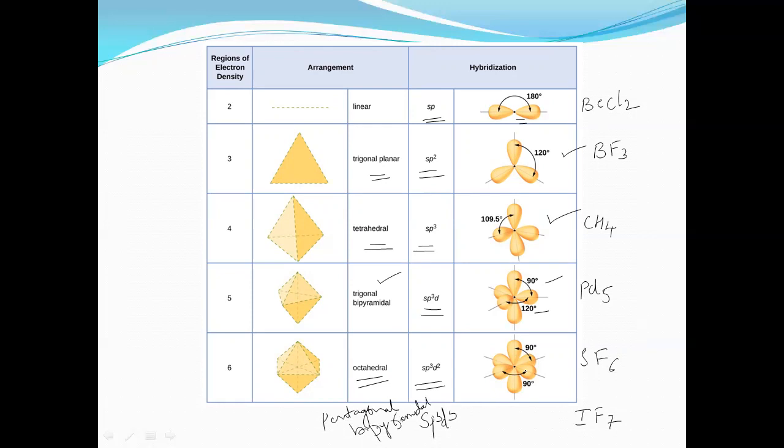And the shapes of carbon dioxide, SO3 and SO2, I'll deal with them in my next video.